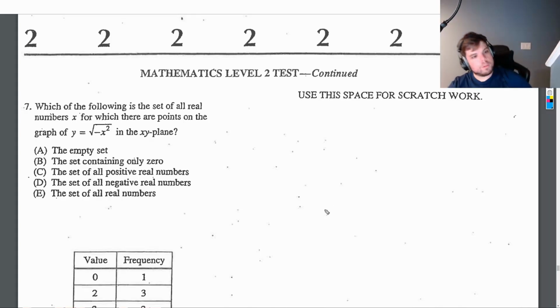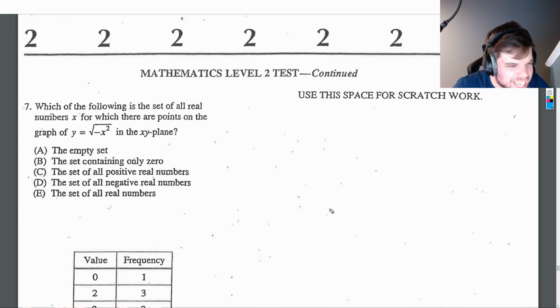The set of all real numbers x for which there are points on the graph of y equals the square root of negative x squared. Where there are points on that graph. Oh, what an interesting problem. Okay, so what could I plug in here for x to give us a real valued y? Well, could I plug in something positive? Well, if x is positive, then x squared is also positive.